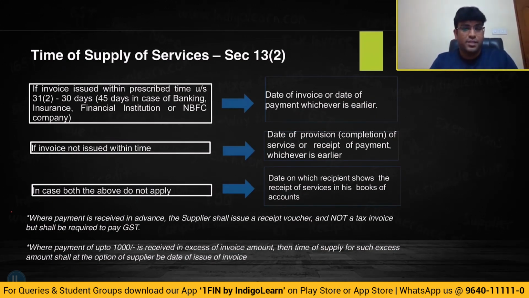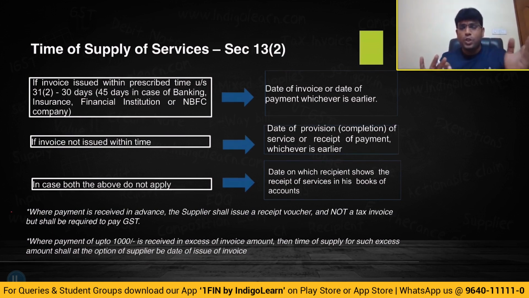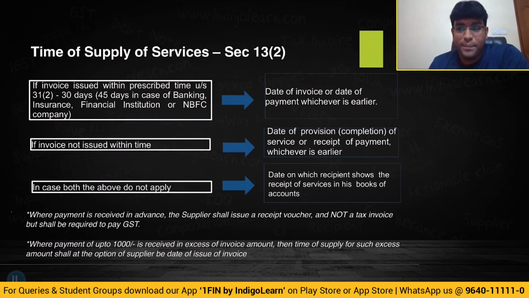John, next. Time of supply in case of services, 13-2. So we'll complete 12-2, 13-2, 12-3, 13-3, then 12-4, 13-4. That's what we are going to talk. Don't worry. Next, come on. 13-2 is what? Time of supply in case of services in general.